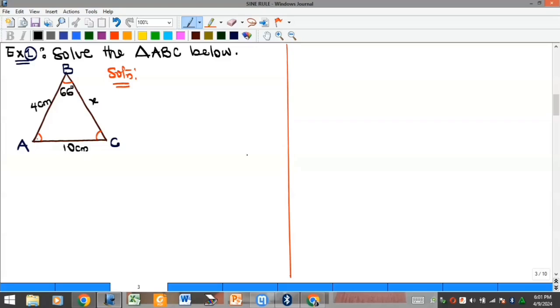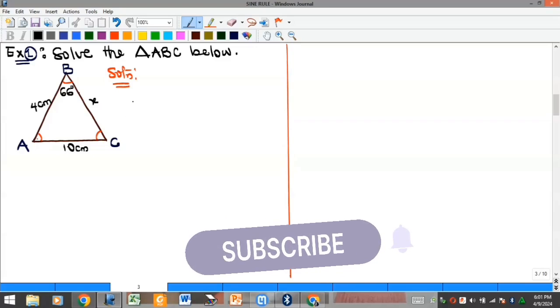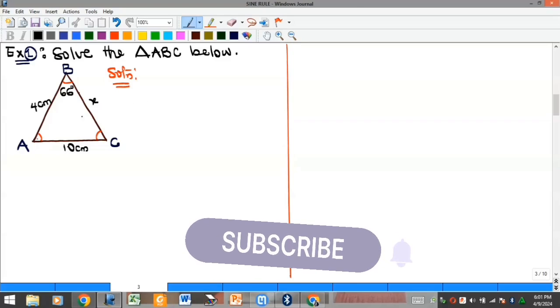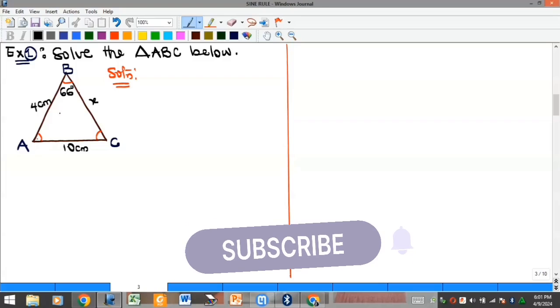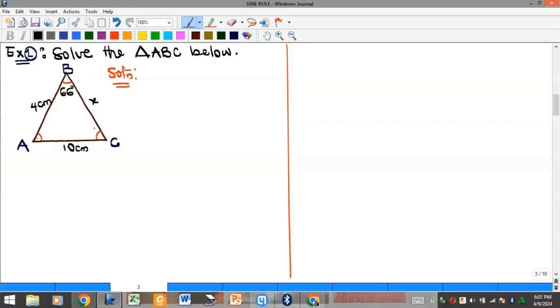So moving forward to examples, here we have example 1 asking us to solve the triangle below. To solve this triangle, what it means is that we should find the missing sides and angles. Here we can see side A, which is represented as X, is missing, angle A and angle C. So what are we going to do?